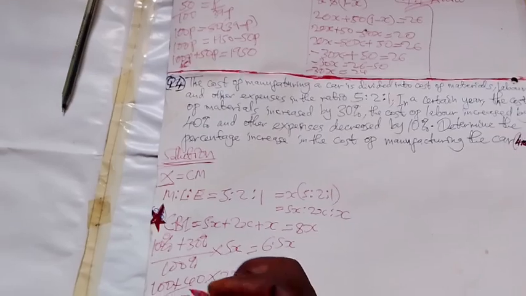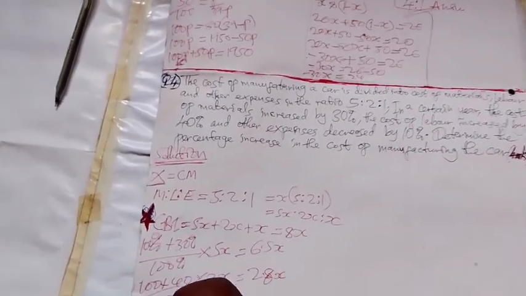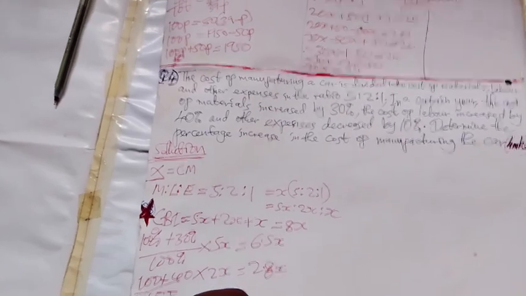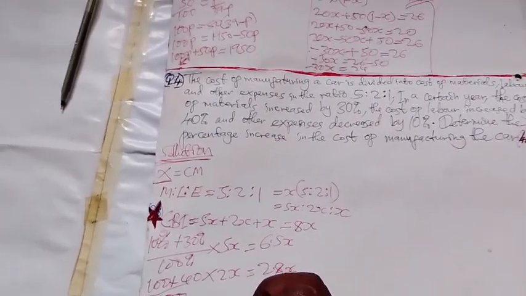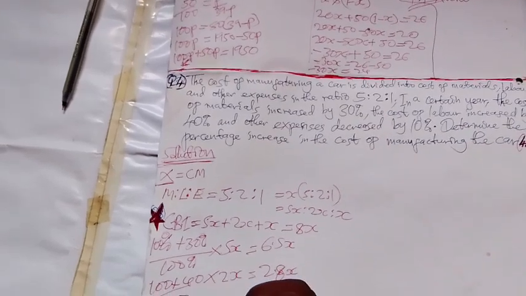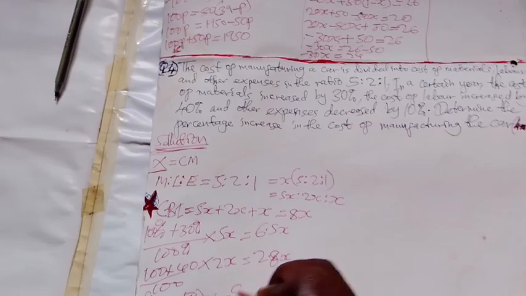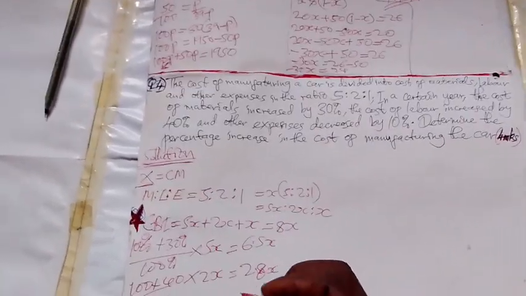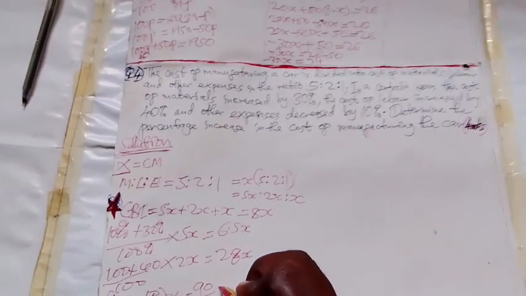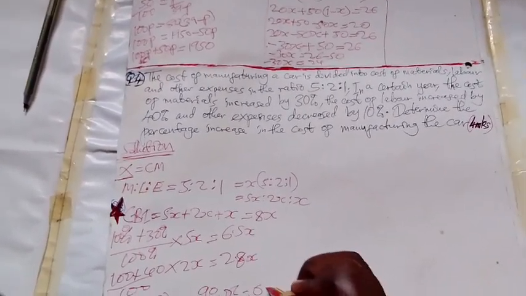And other expenses decreased by 10%. This is 100% minus 10 over 100 times x. This will give us 90 over 100 times x, which gives us 0.9x.